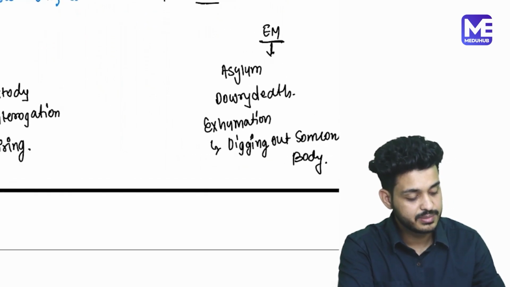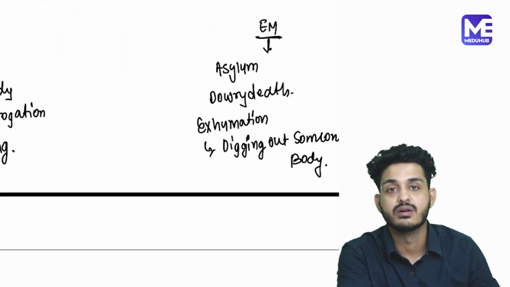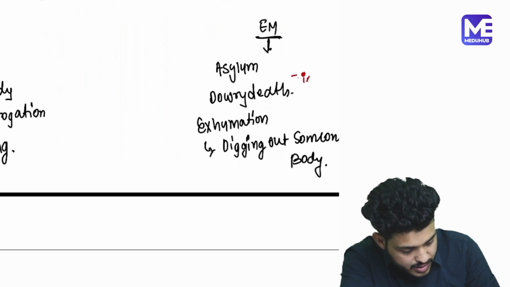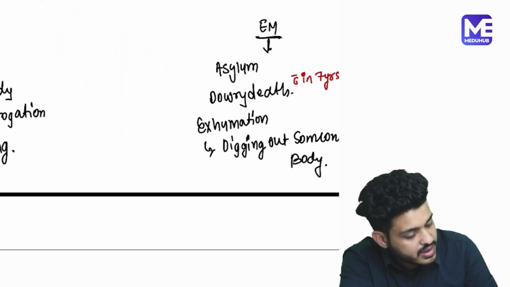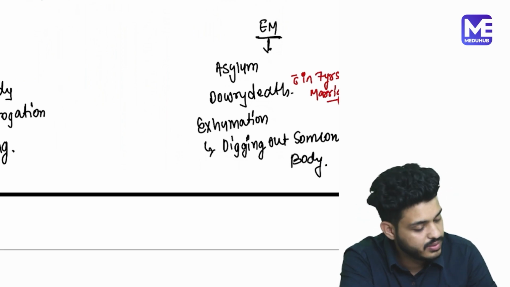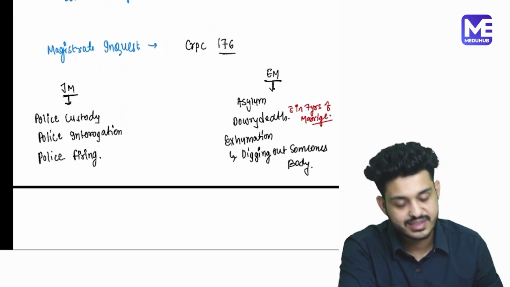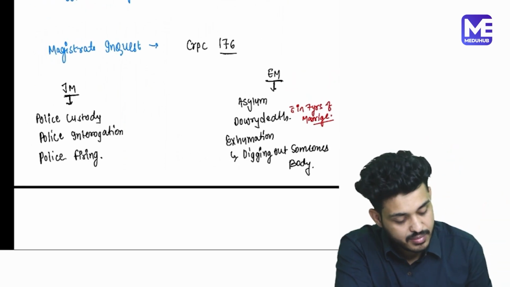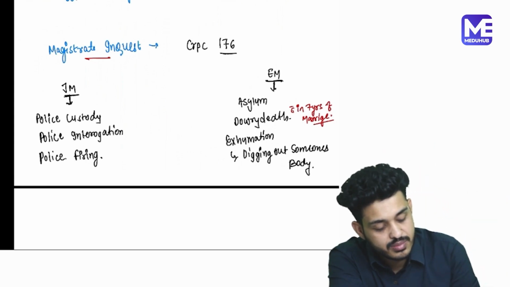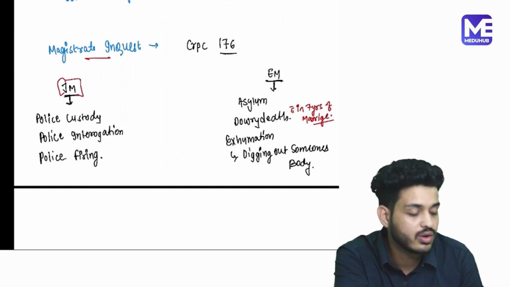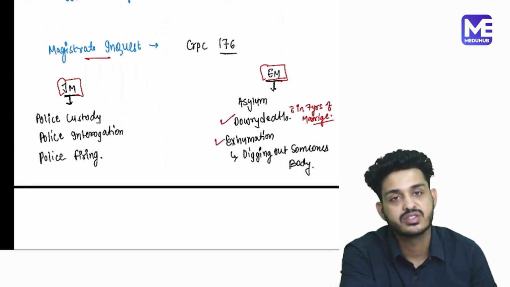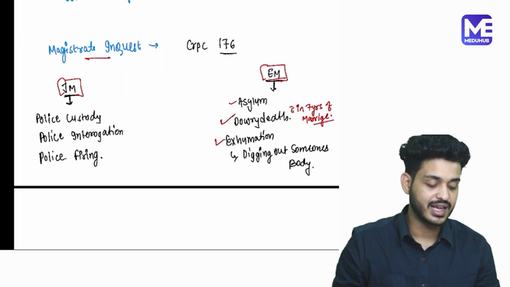And dowry death will be if the lady died within 7 years of marriage, then this can be a suspected case of dowry death, okay? So these are the cases that will be considered under magistrate inquest. So magistrate will be doing the inquiry here, okay? Judicial magistrate will be doing inquiry. He can do inquiry in all the cases, but executive magistrate will do inquiry in the dowry death and exhumation cases, okay? Sometimes asylum also, okay?